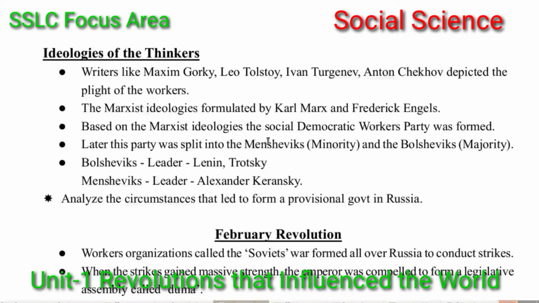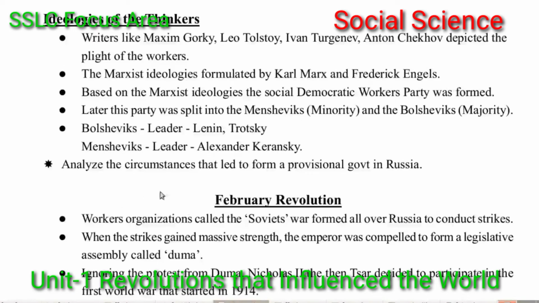The Social Democratic Workers' Party later split into the Mensheviks and the Bolsheviks. The Mensheviks are the minority and the Bolsheviks are the majority. Bolshevik leaders: Lenin and Trotsky. Alexander Kerensky was the leader of the Mensheviks, and analyzed the circumstances that led to the formation of a provisional government in Russia.